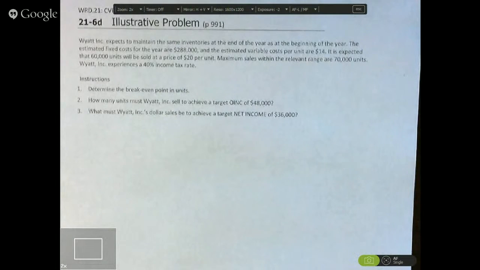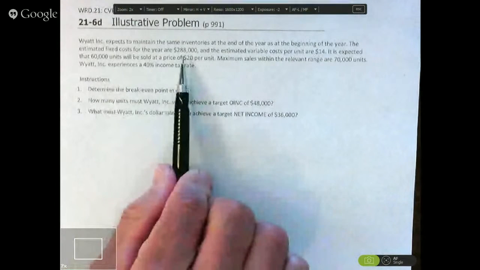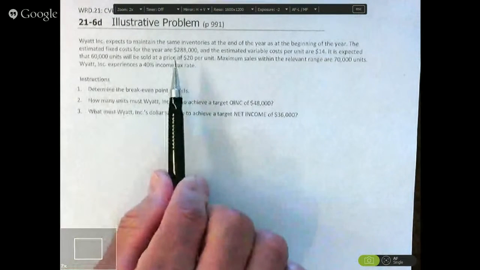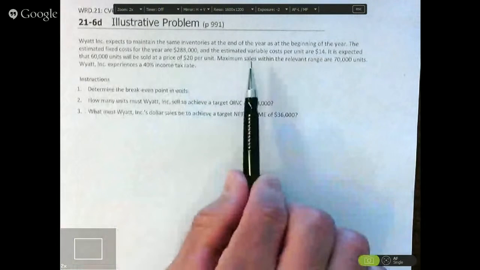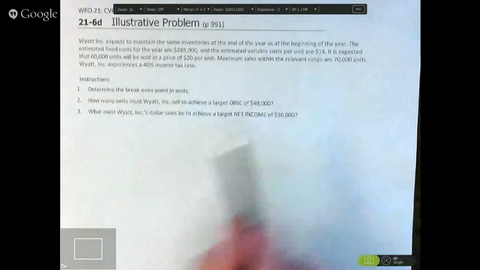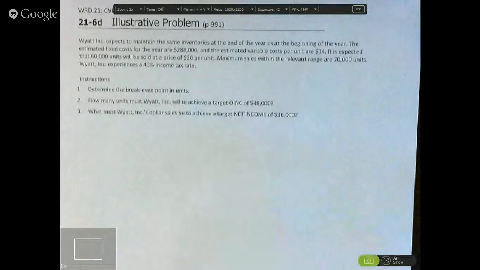Inventories for work in process and finished goods will not change during the year so that it doesn't add complexity to the cost volume profit analysis. Now, Wyatt Inc. estimates that its fixed cost for the year will be $288,000 and that it estimates the variable cost per unit at $14 per unit.